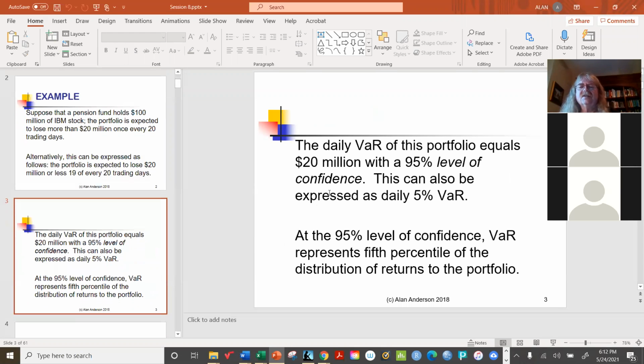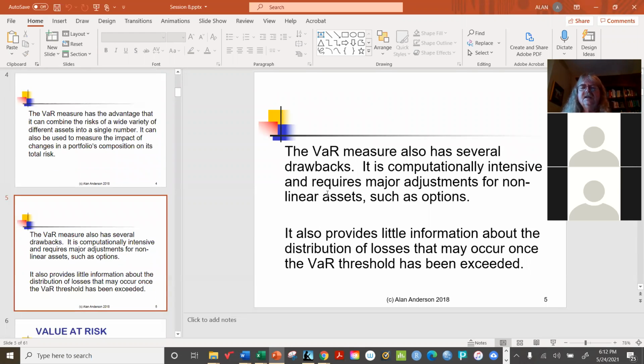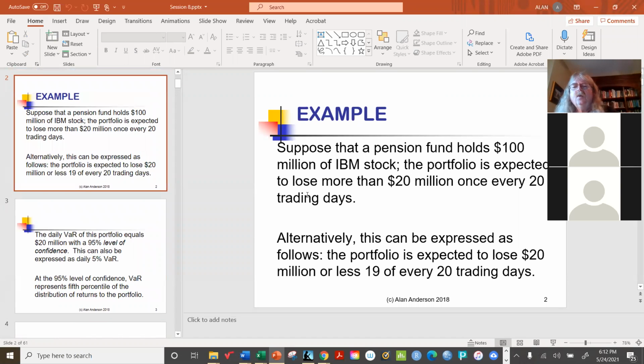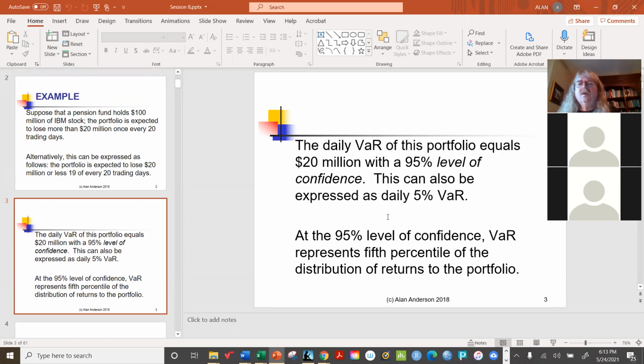Anyway, so let's get back to the statistics. So we've been told that with this IBM stock, once every 20 days, it potentially could lose more than $20 million or 20% of the portfolio value. So because we express this in terms of 5% of the time, we can say that our results here are calculated with a 95% level of confidence. The number that we come up with can be called 5% VAR.